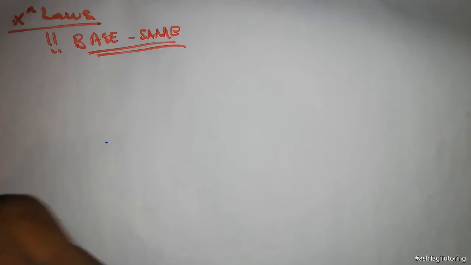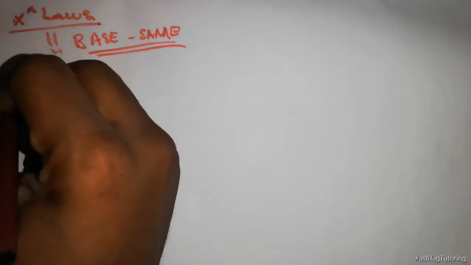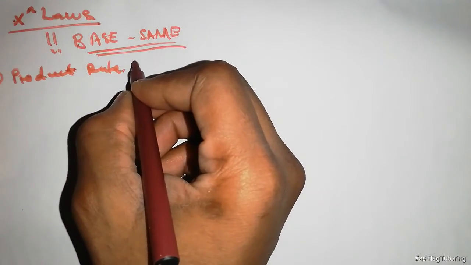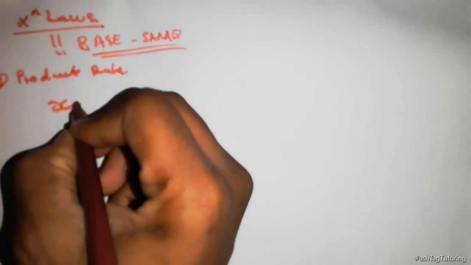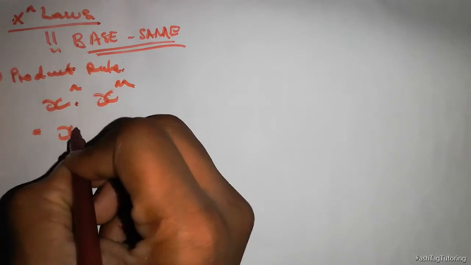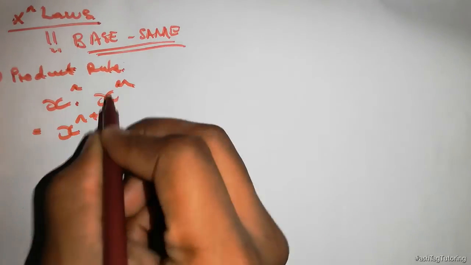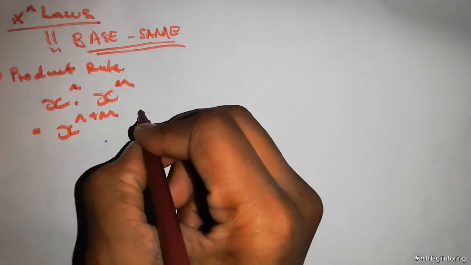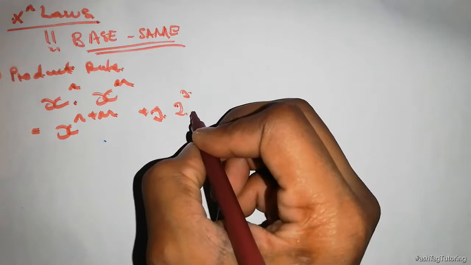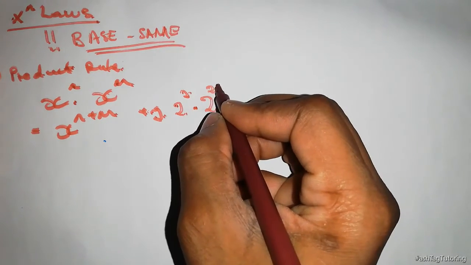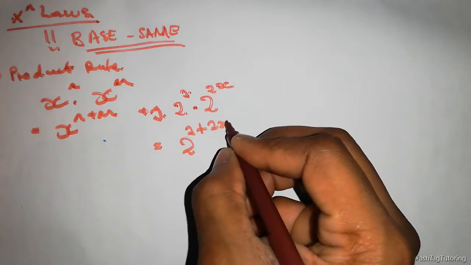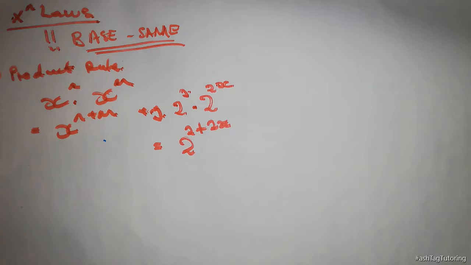Very important. Okay, so the first one that we are looking at is the product rule, in which when two terms are multiplying, their exponents add together. So in this case, you have x to the exponent n plus m. For example, if you have 2 to the exponent of 2 multiplied by 2 to the exponent of 2x, the base is the same. Therefore, you add 2 plus 2x.